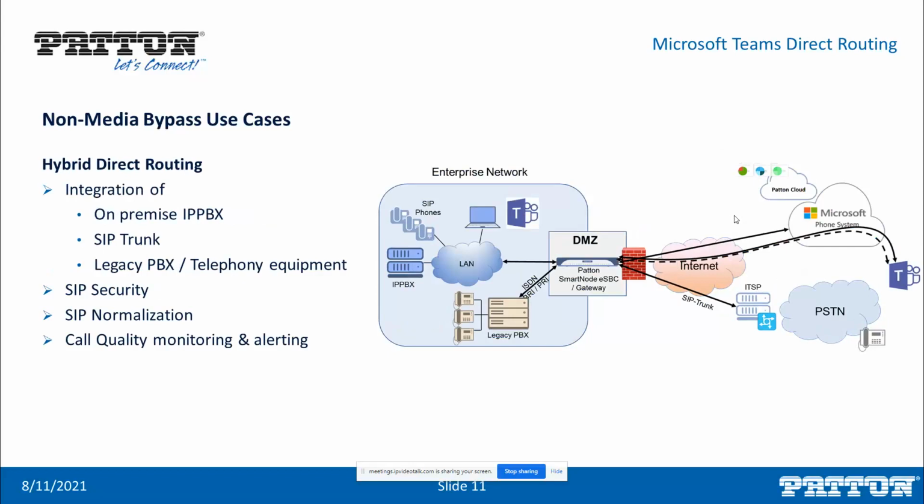The next use case is the non-media bypass use case, and in this case it's called hybrid direct routing, which allows you to integrate not only IP endpoints and IP devices, but also, as I mentioned two slides back, legacy devices. In this case, it's a legacy PBX. It could also be legacy phones. So it allows the hybrid integration, and similarly to the previous use case, it brings SIP security, SIP normalization, and call quality monitoring and alerting. That's again a feature of the Patton Cloud.